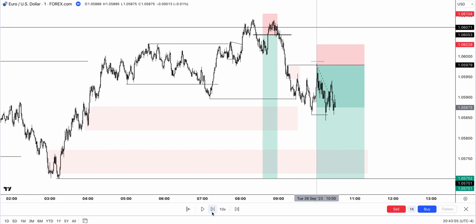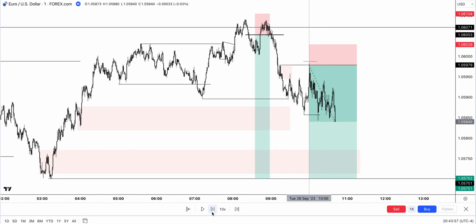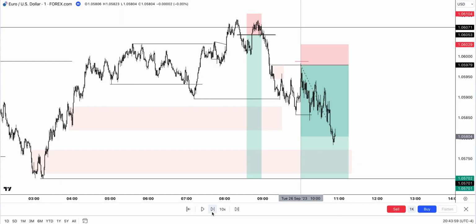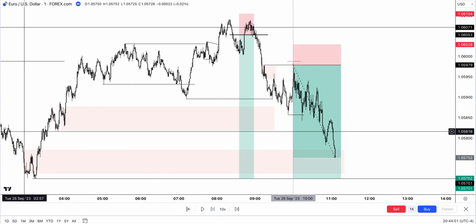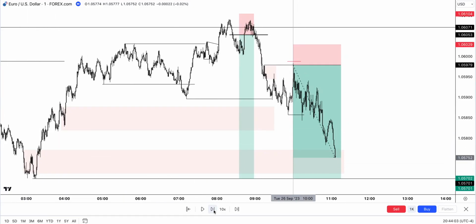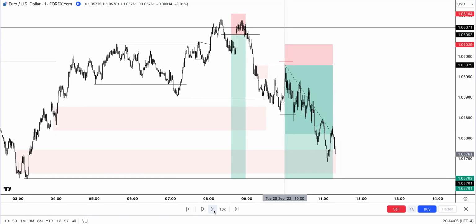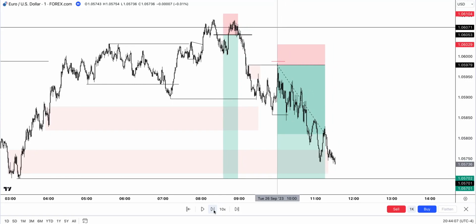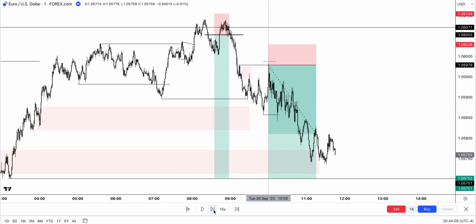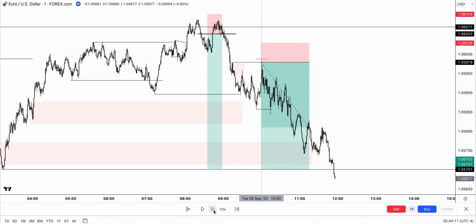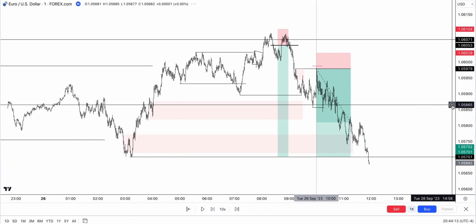We get a pullback, no problem, and we continue selling off. Still stalling at the lows a little bit, inducing buyers, which is okay, no problem. It's to be expected. And then finally, target achieved here. Perfect.